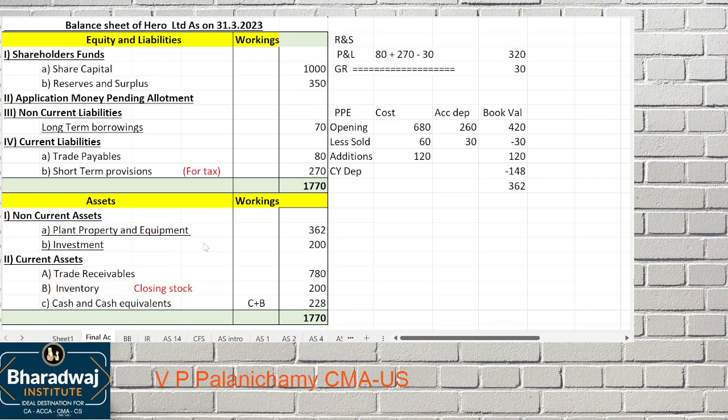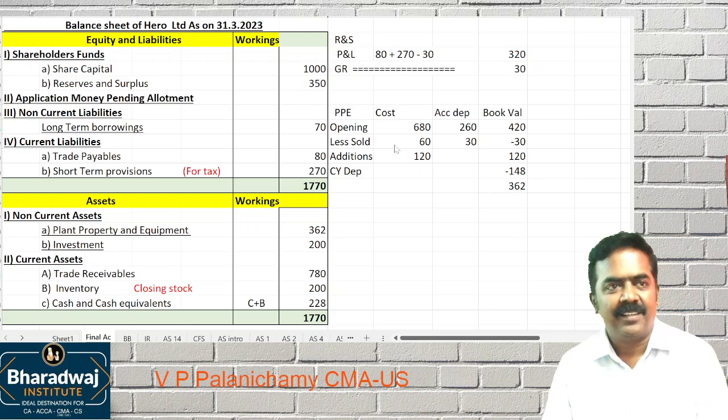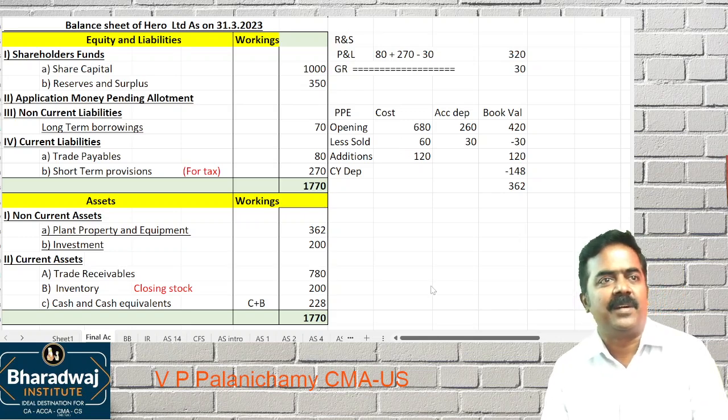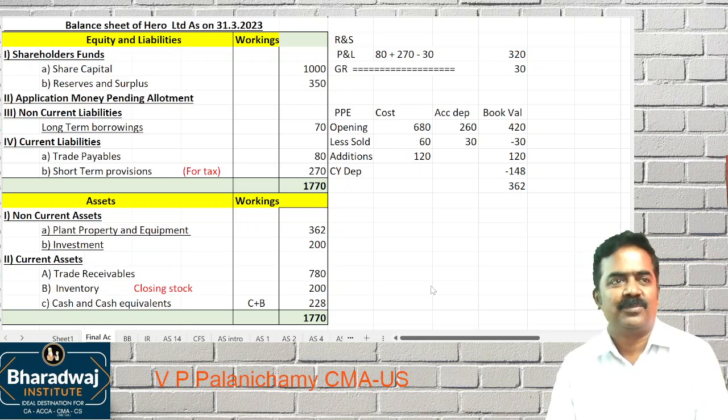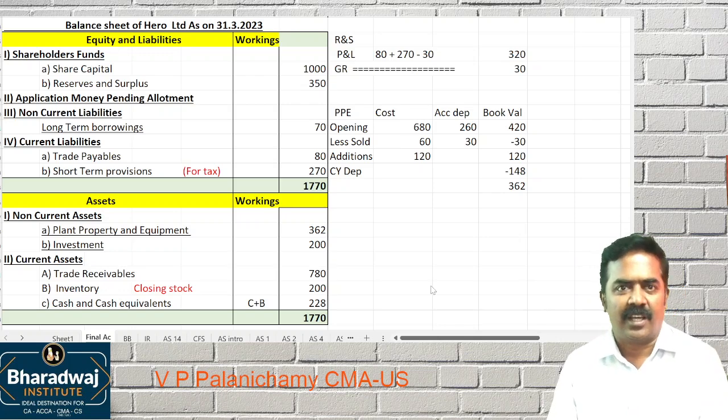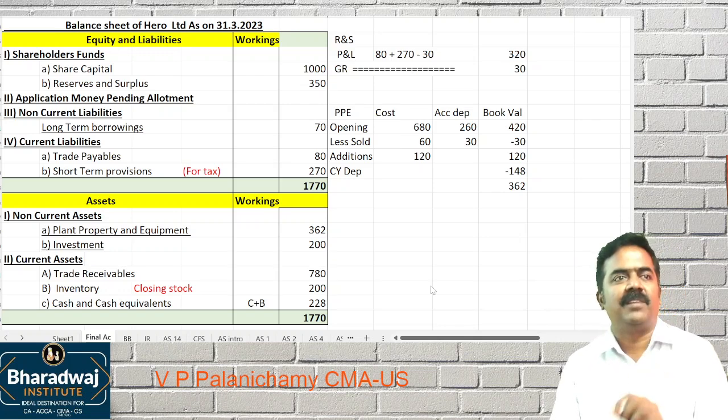Any doubt in it? What is a liability? Anything payable is a liability. Can you show provision for depreciation in the liability side? No. On the liability side, what will come? Only what is payable will come.